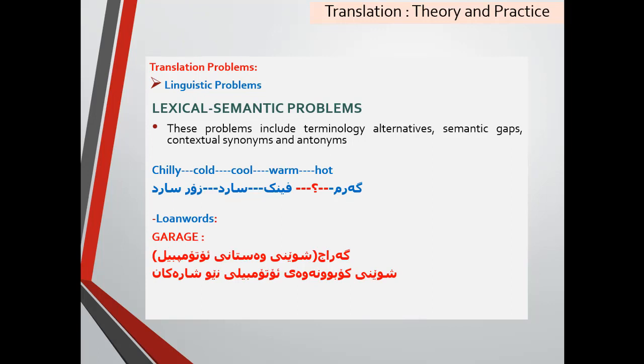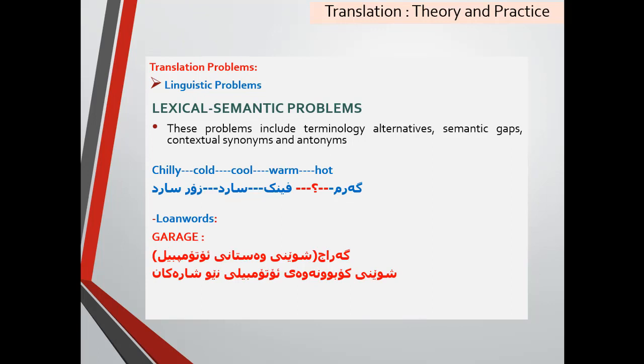While this word, when it is borrowed from English into Kurdish, the meaning has changed. The meaning has changed into two different meanings, which are not used in the English community. For example, garage in Kurdish is shweni wastani automobil, and sometimes it is used also to refer to a place, a terminal. What we call a terminal in English, a place where cars gather that operate on the line between cities.